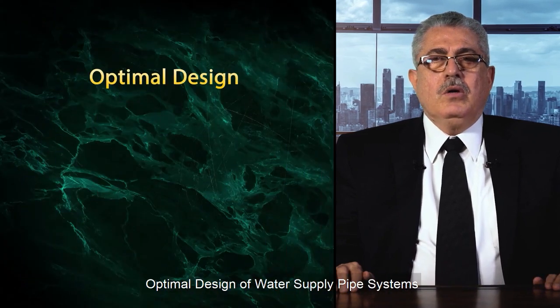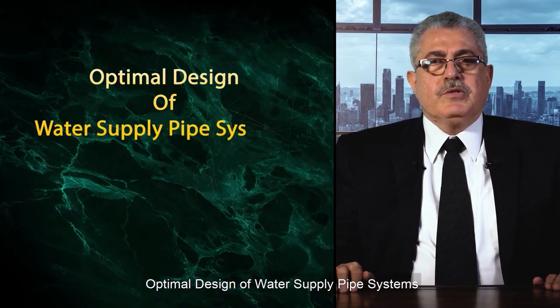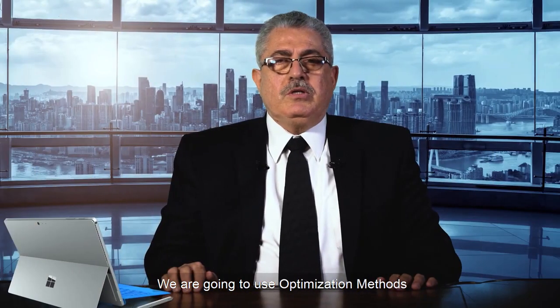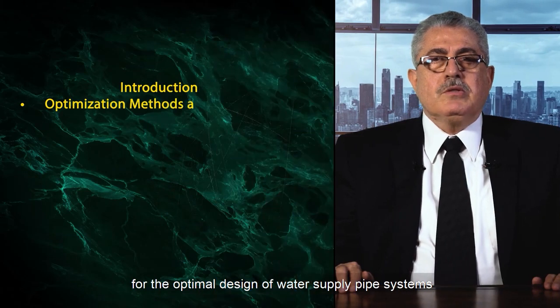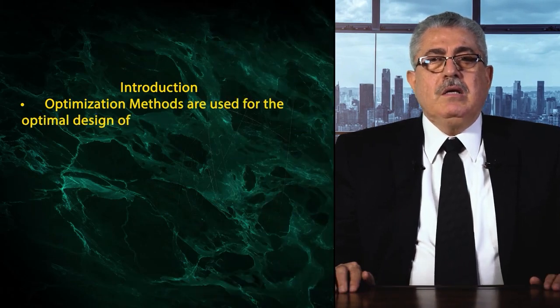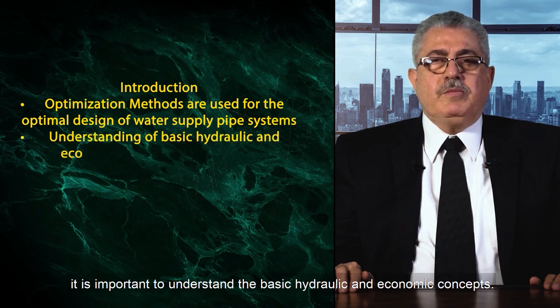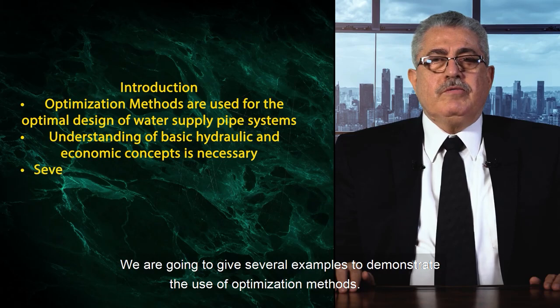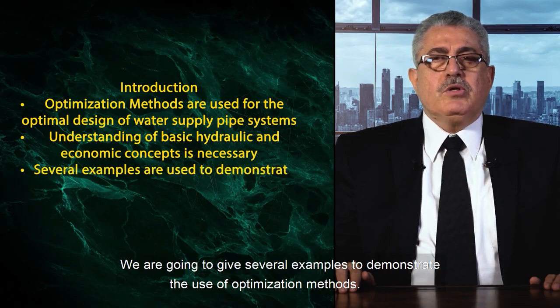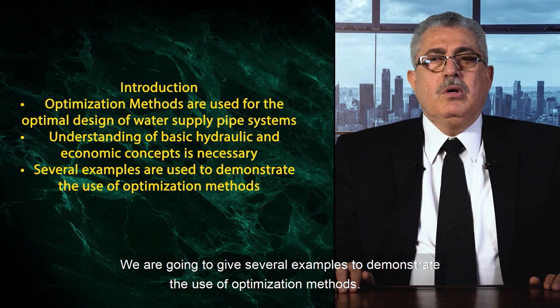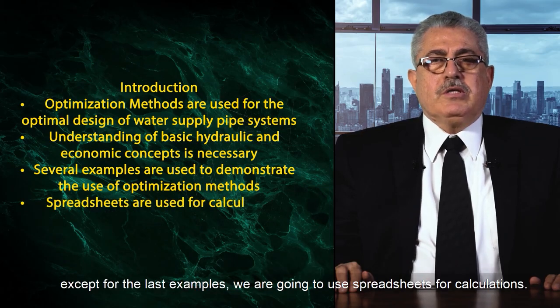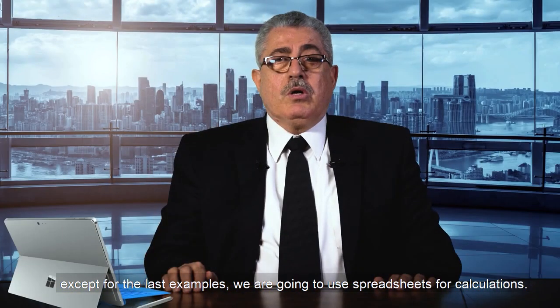Our lecture today is titled Optimal Design of Water Supply Pipe Systems. We are going to use optimization methods for the optimal design of water supply pipe systems. But before doing that, it's important to understand the basic hydraulic and economic concepts. We are going to give several examples to demonstrate the use of optimization methods. For most calculations, except for the last examples, we are going to use spreadsheets for calculations.